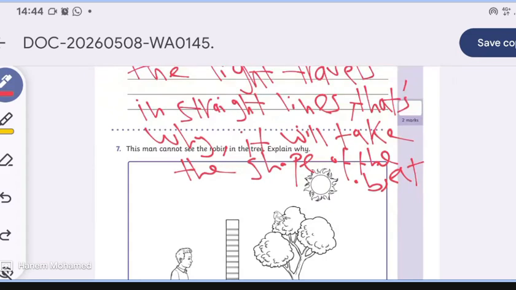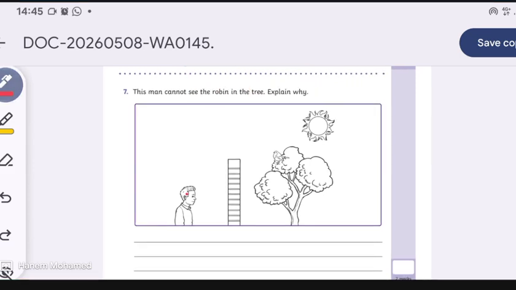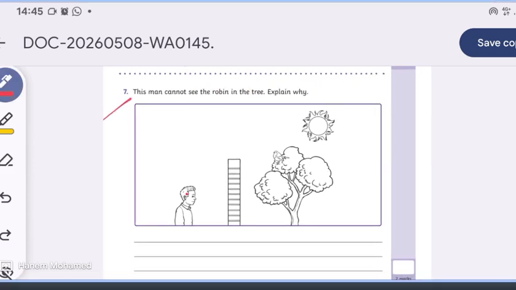So again, the next one. What I have here: I have the sun as the light source. I have a tree and I have a robin, a bird. Then I have a wall made of bricks, which is an opaque object that will block the light. I have a boy. The boy cannot see the robin in the tree.